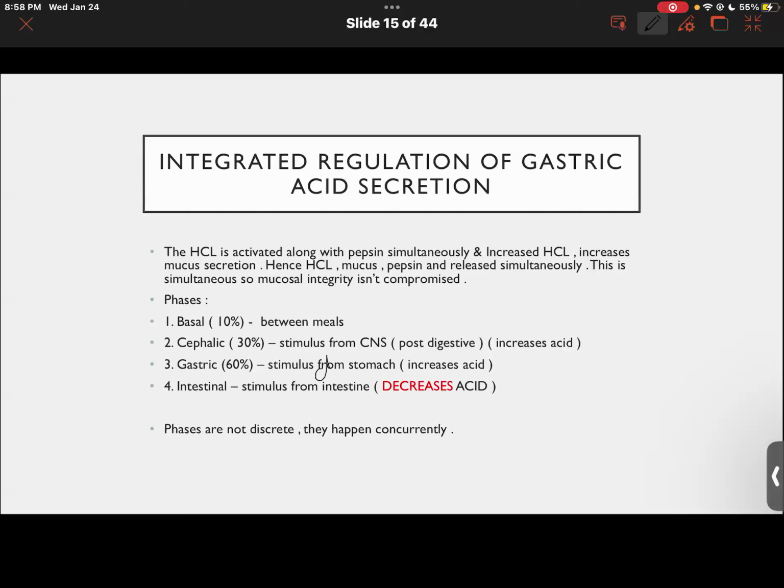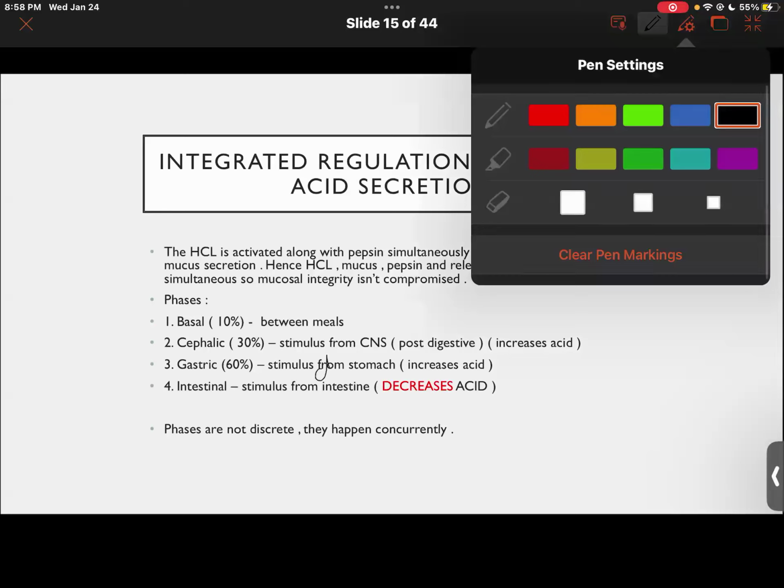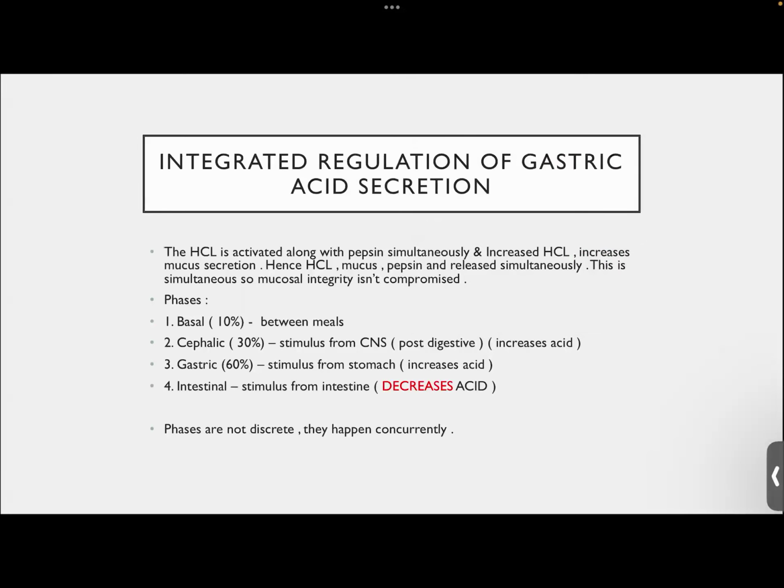Okay, now we have the phases of gastric acid secretion. Before we go to the phases and we're finished with another part of the lecture, this is the last phase of the lecture. It's not that long, but if anyone has any questions from the previous few slides, you can ask now. You can unmute your mic and ask, or you can put it in the chat.